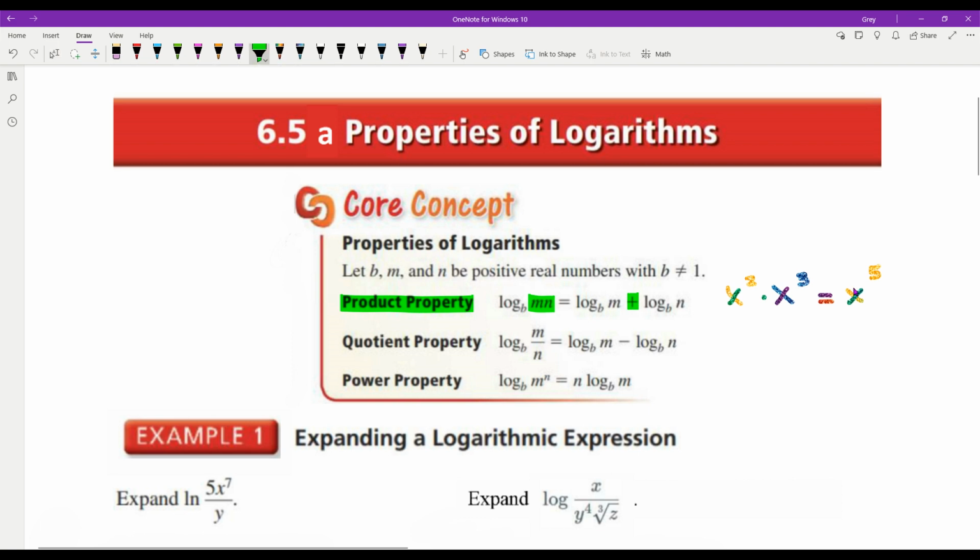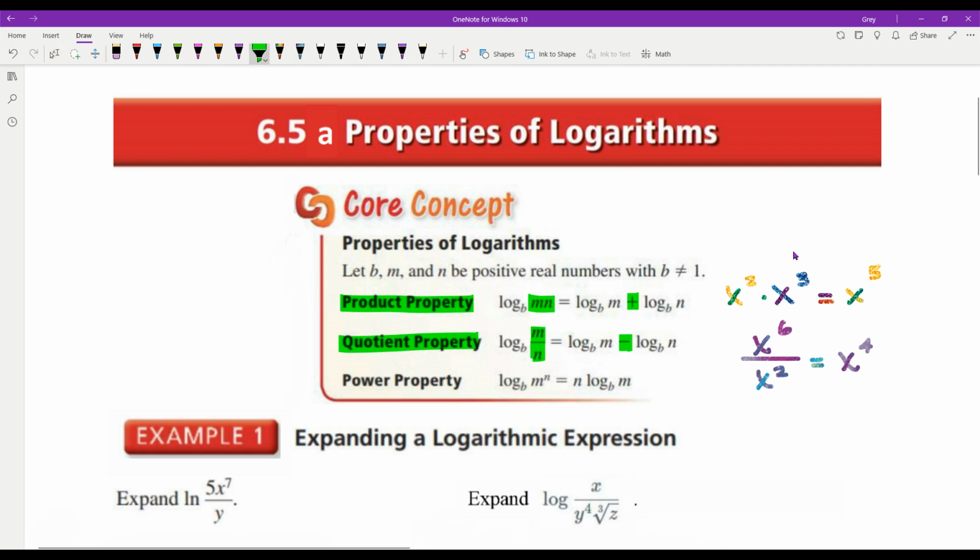In a similar fashion, the quotient property: the log of a quotient is equal to the difference of the logs. If I did x to the sixth over x squared, what do I do to those exponents? Well, you know that you subtract them. That's x to the fourth.